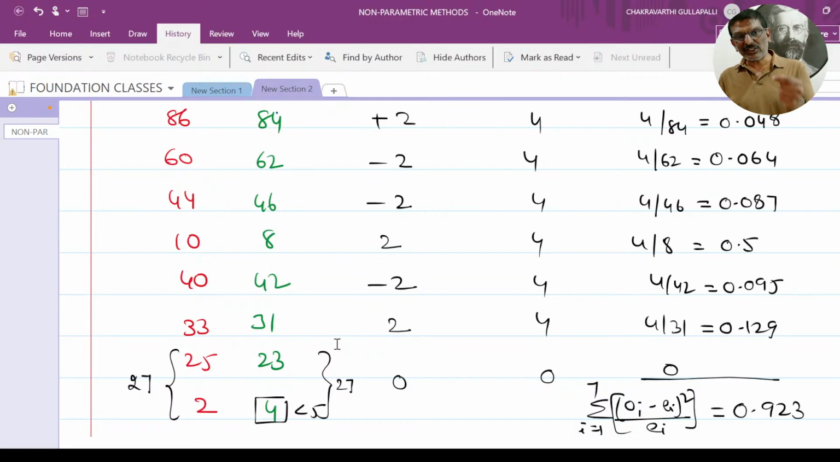So one constraint is there. You have to lose 1 from the degrees of freedom. Already the degrees of freedom was calculated as 3, row minus 1 into column minus 1, that value is equal to 3. 3 minus 1 is 2. Now the degrees of freedom is 2 for this problem.